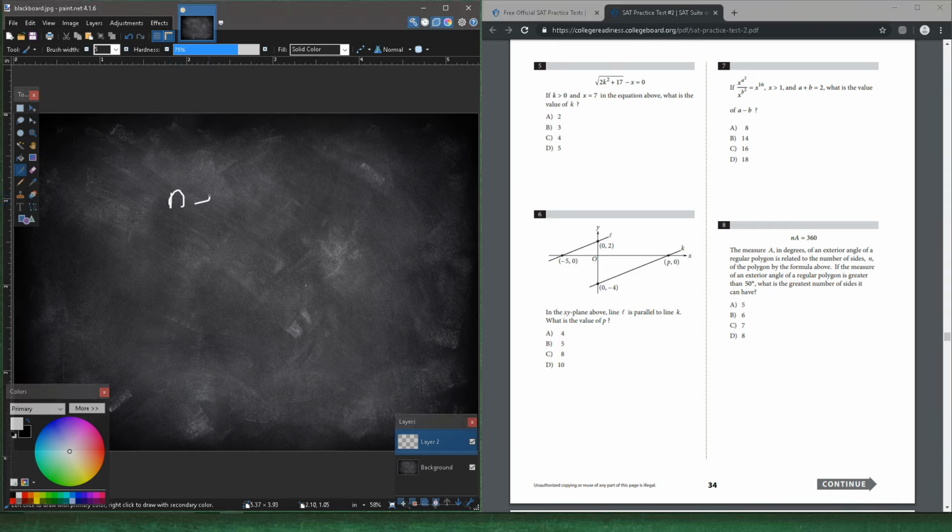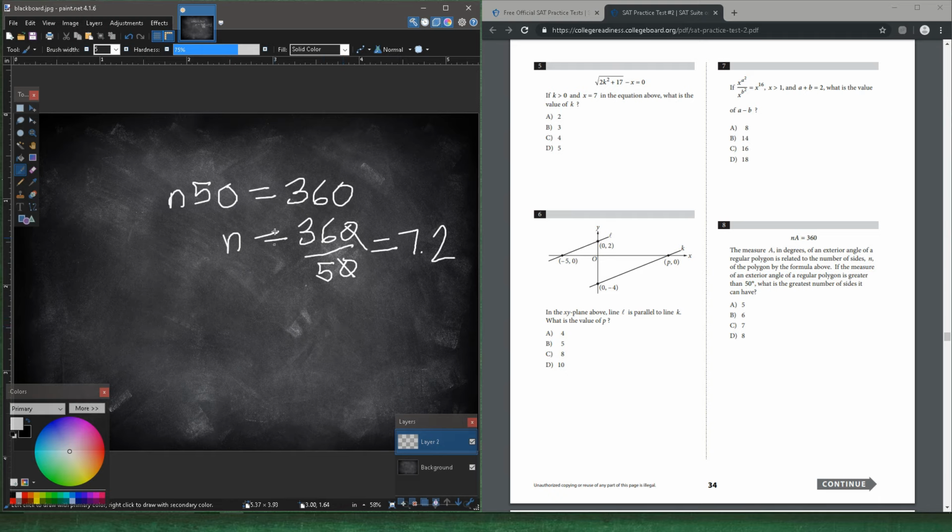So n times 50 is equal to 360. So n is equal to 360 divided by 50. Since this is just 36 times 10 and this is just 5 times 10, you would just cancel out the zeros. So this one will go up to 7, because that makes 35. So 360 divided by 50 is 7.2.